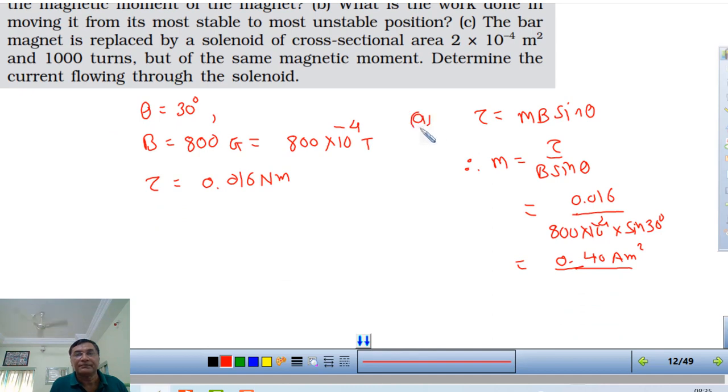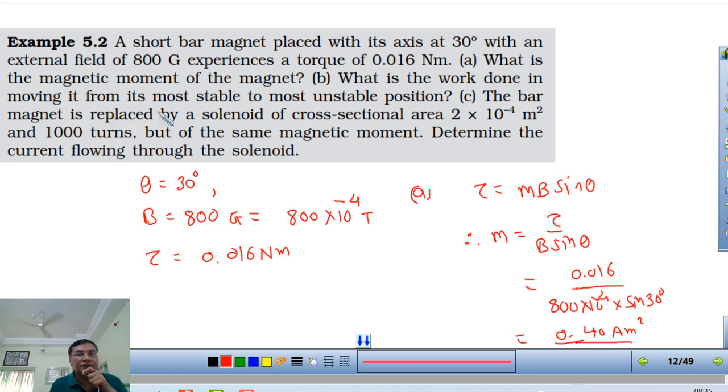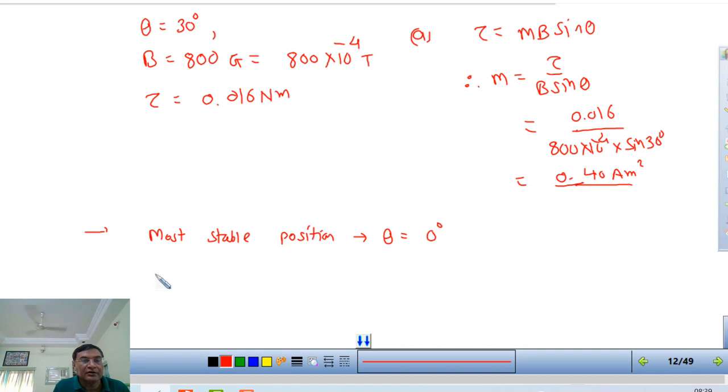This is the answer here. Now what is the second one? What is the work done in moving it from most stable to most unstable position? So most stable position means theta equal to 0 degree, and most unstable position is theta equal to 180 degree. That we have discussed already.